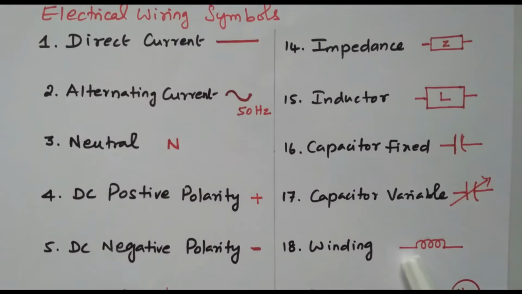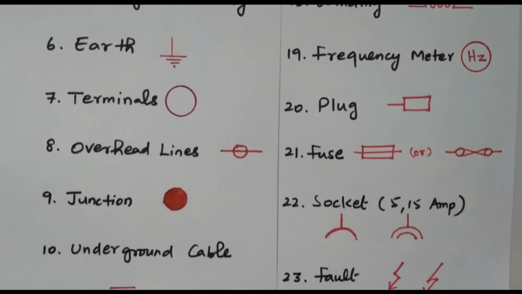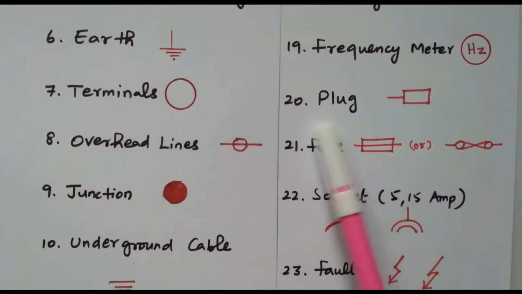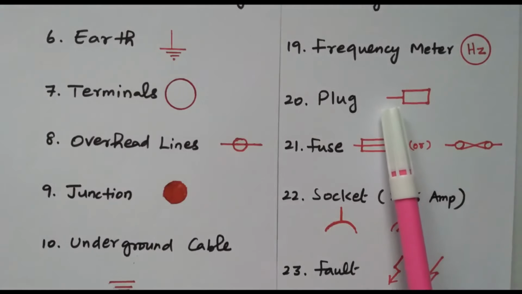Then winding. The windings are represented like this. It is a coil, a number of coils. This symbol is the symbol for winding. Then we have the frequency meter. It is given within a circle, Hertz, because the unit of frequency is Hertz. The plug point: one box is there, and only one side is represented by one line. On both sides, a line means that it is different. Only one line is there.